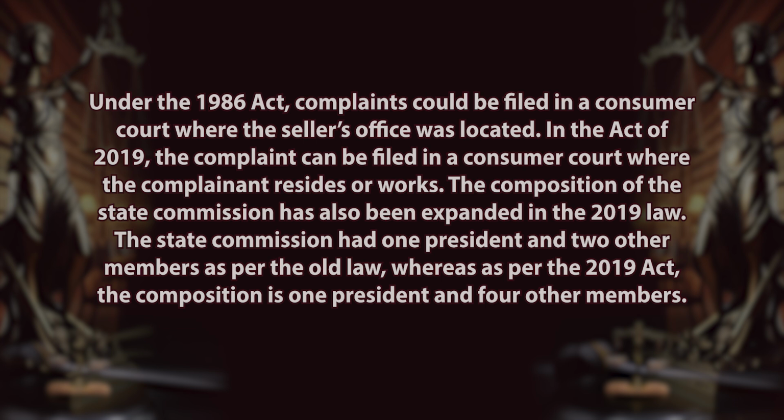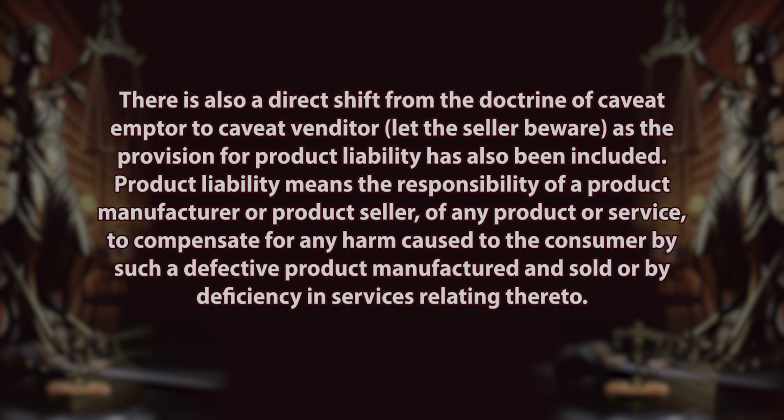The composition of the State Commission has also been expanded in the 2019 law. The State Commission had one president and 2 other members as per the old law, whereas as per the 2019 Act, the composition is 1 president and 4 other members. There is also a direct shift from the doctrine of caveat emptor to caveat venditor, let the seller be aware, as the provision for product liability has also been included.